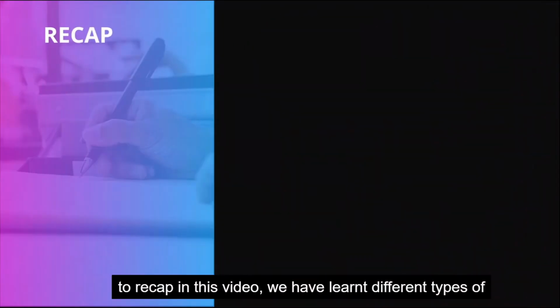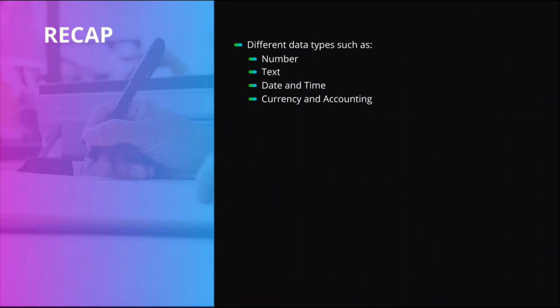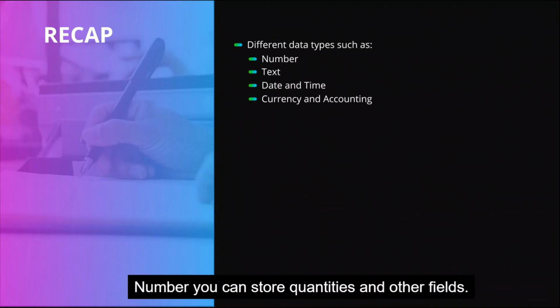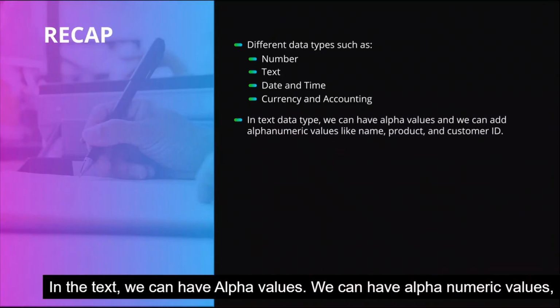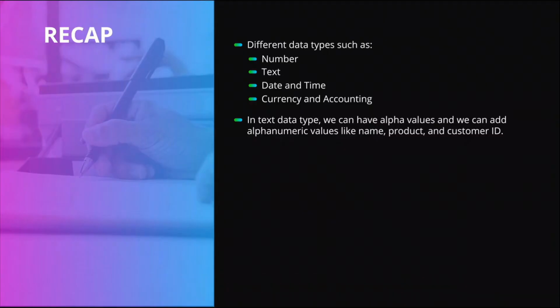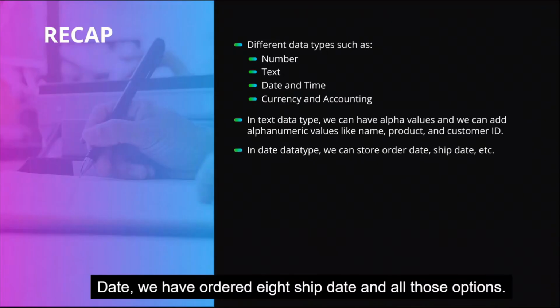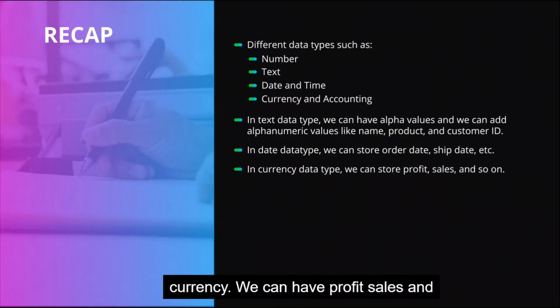So to recap, in this video, we have learned different types of data types like number, text, date, time, and currency, accounting. In number, we can store quantities and other fields. In text, we can have alpha values and alphanumeric values, like the name, product, maybe customer ID with alphanumeric values. In date, we have order date, ship date, and all those options to store the date fields. And finally, in currency, we can have profit, sales, and so on.